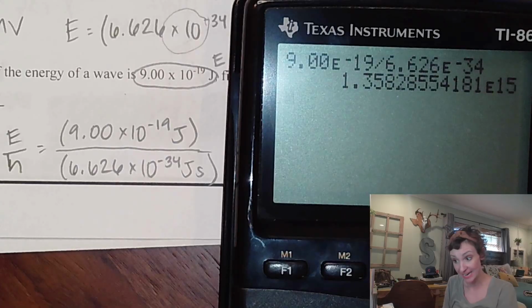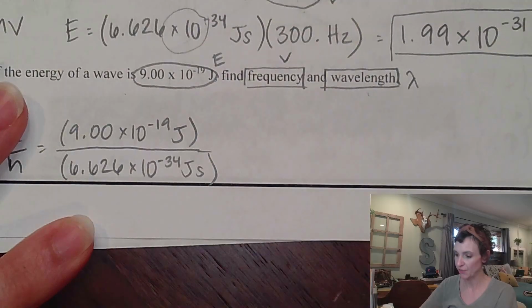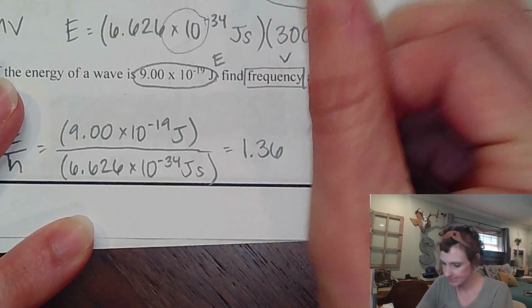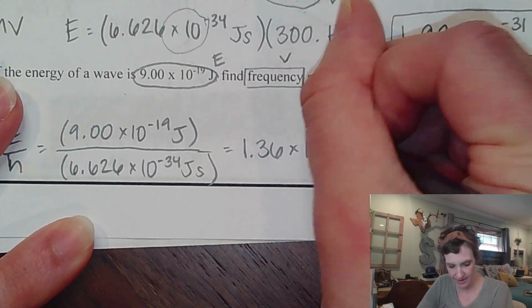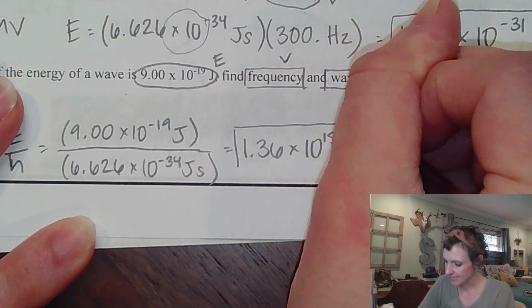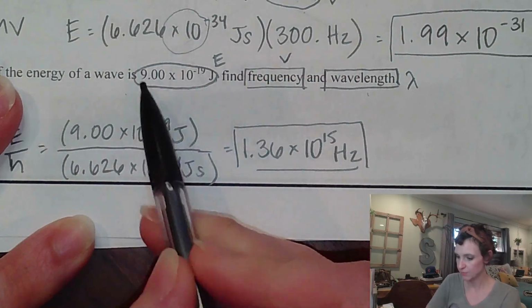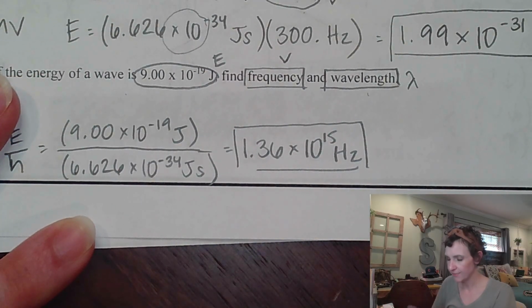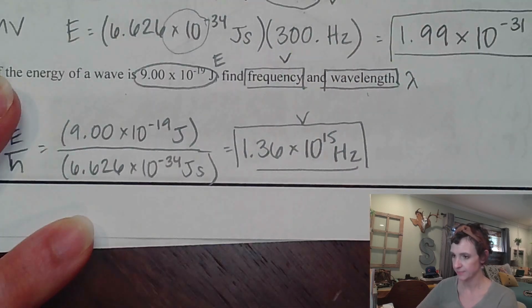But I can write down my answer for frequency here on my paper, using the correct number of sig figs, and then you can move on to solve for the other one. So I have 1.36 times 10 to the 15th, and the units for frequency are hertz. Once again, the number of sig figs was 3 going in, so the number of sig figs that I've expressed for my frequency is also 3. So now I have a frequency. If you want, you can now label this v.